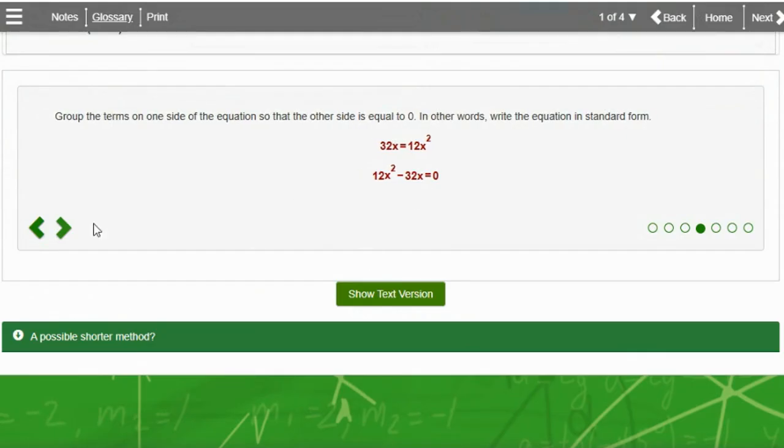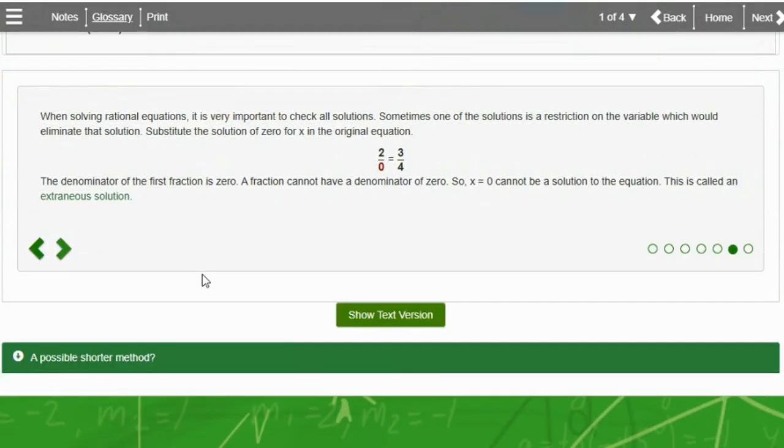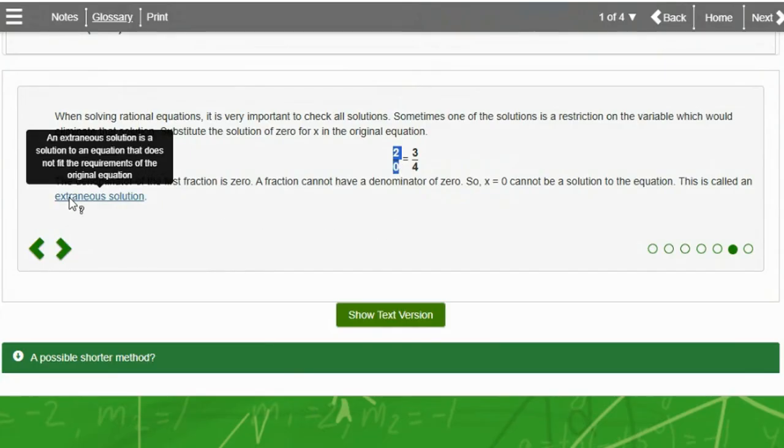And then they factored that because now they've got a quadratic equation. So the greatest common factor, they pull out a 4x and 3x minus 8, set those equal to 0. In this case, they got x equals 0 as a solution and x equals 8/3 because they made a quadratic equation and factored it. But when you test it, x equals 0 cannot work because that'd be 2 divided by 0. So this is an extraneous solution. An extraneous solution is a solution to the equation that actually does not meet the requirements of the original equation.